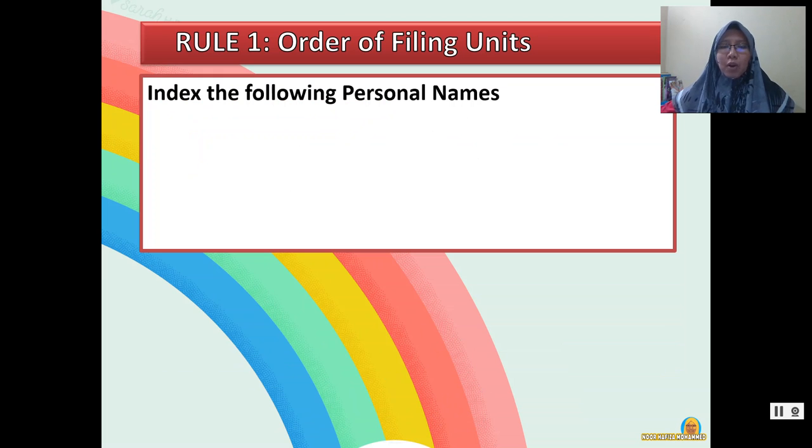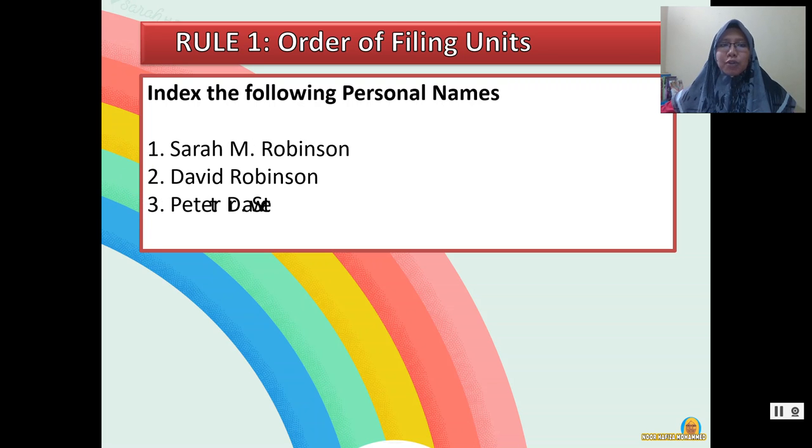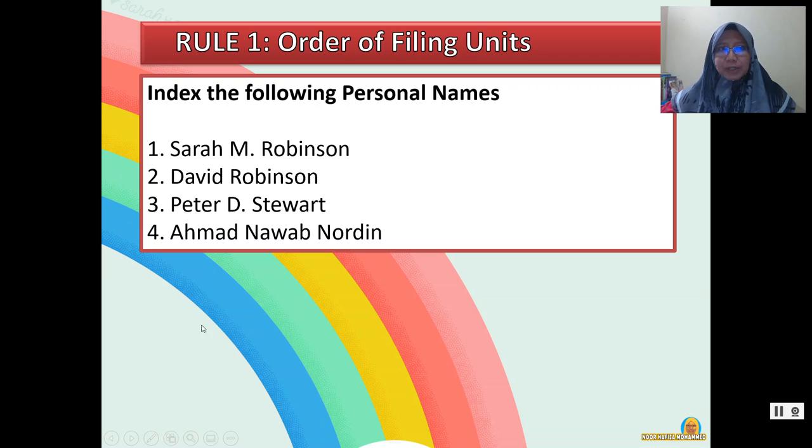Okay, so now I'm going to show you how to index the following personal names. We have 4 examples. The first one is Sarah M. Robinson. The second one is David Robinson, and the third one is Peter D. Stewart, and lastly is Ahmad Nawab Nordin. When we recall the definition of indexing, when you choose the filing segment, you divide the filing segment into filing units before you determine the order of the filing units.